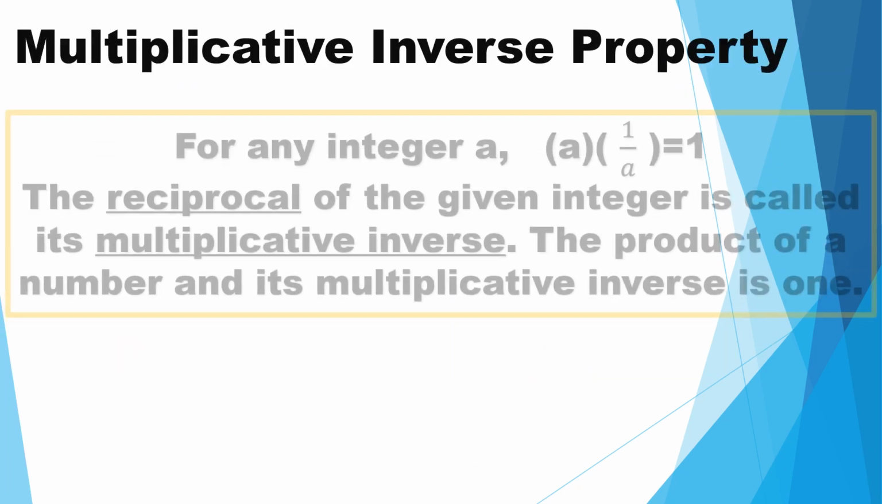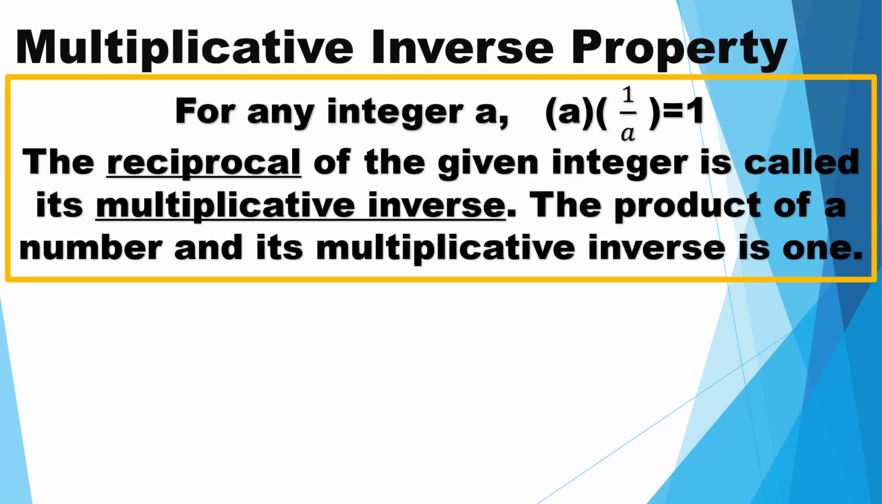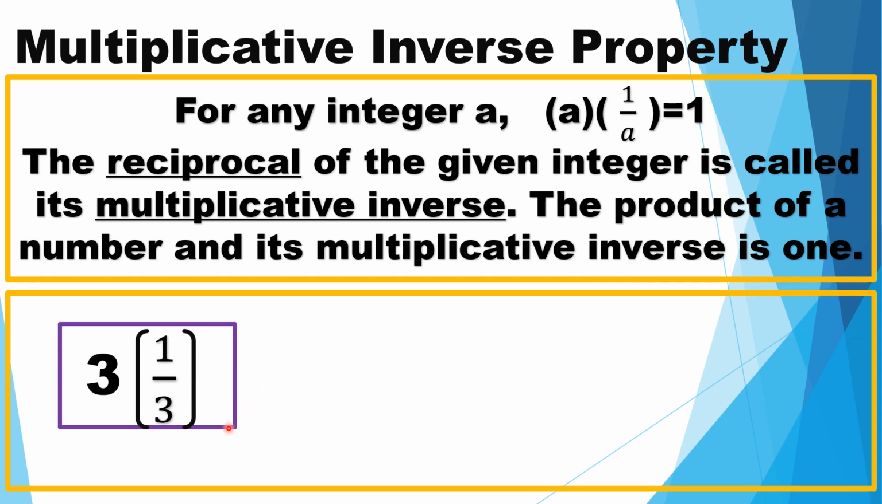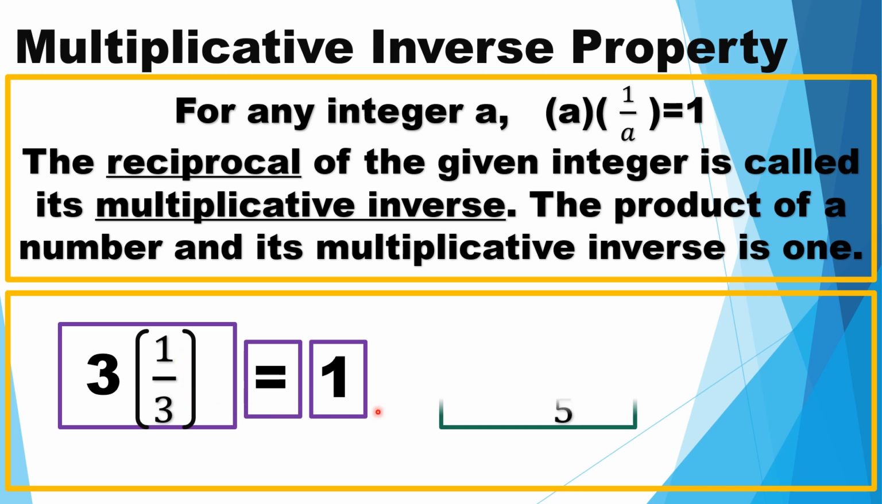Multiplicative inverse property. For any integer a, a times 1 over a is equal to 1. The reciprocal of the given integer is called its multiplicative inverse. The product of a number and its multiplicative inverse is 1. Let us have an example. 3 times 1/3 is equal to 1. 3 times 1 is equal to 3, divided by 3 is equal to 1.